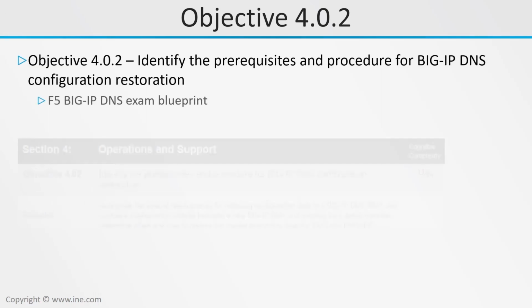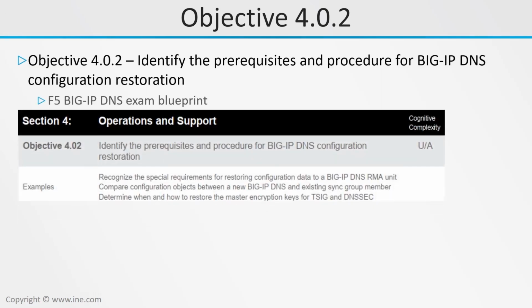All right, so Objective 402 states to identify the prerequisites and procedure for BIG-IP DNS configuration restoration. Some examples: recognize the special requirements for restoring configuration data to a BIG-IP DNS RMA unit. Compare configuration objects between a new BIG-IP DNS and existing sync group member. And then determine when and how to restore the master encryption keys for TSIG and DNSSEC.